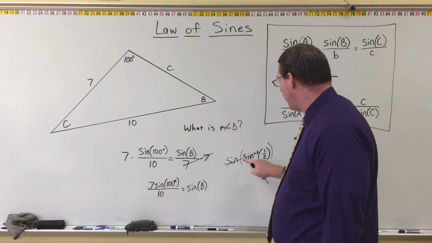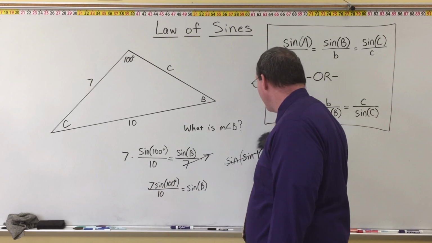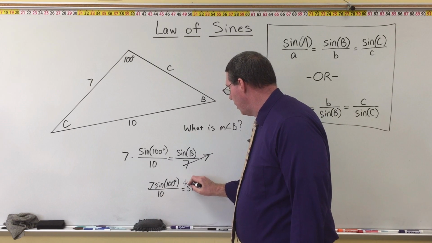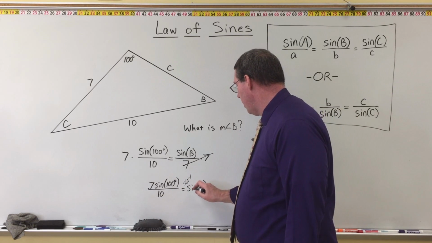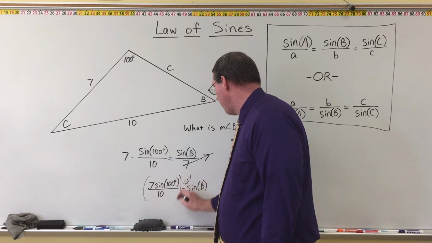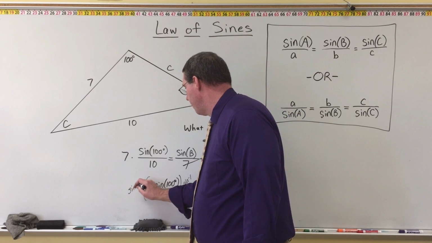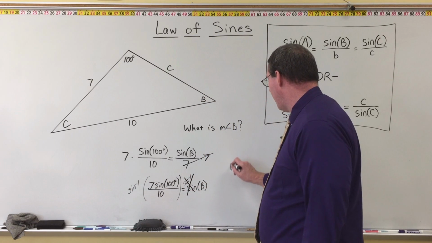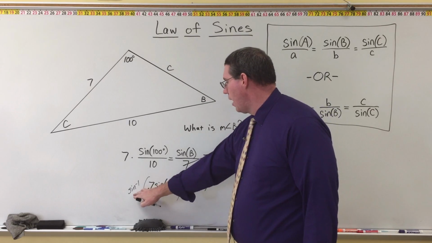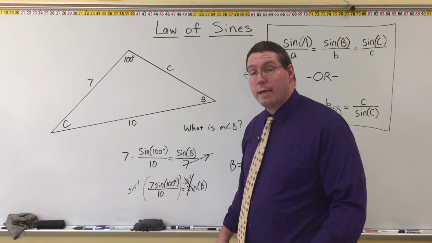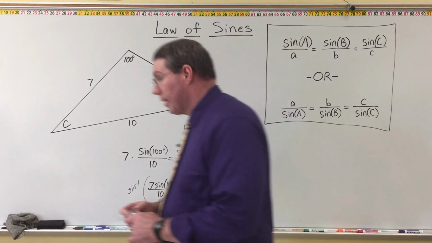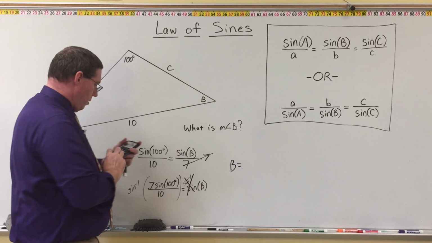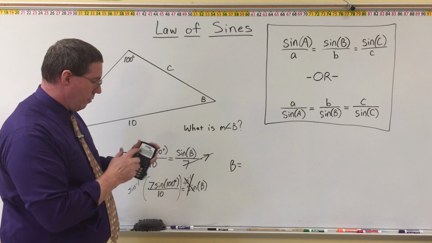Well, just as much as sine cancels sine inverse, sine inverse also cancels sine. So here I can do sine inverse of this, and I would also have to do sine inverse of this. So this is going to cancel sine, and now I get B is equal to sine inverse of whatever this is. Well, I'm going to need to key that into the calculator so that I can get a value. So I'm going to grab a calculator. I'm dealing in degrees, so I'm going to make sure my calculator is in degrees.